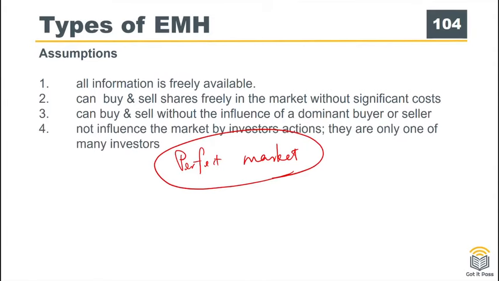The fourth assumption is that no one in the market can influence the market by any actions. For example, you have 10 million shares to sell. Is there any pressure on the price? No, because you are not influencing the market by your actions. You are only one of many investors. So it means that in the EMH, it is a perfect market.